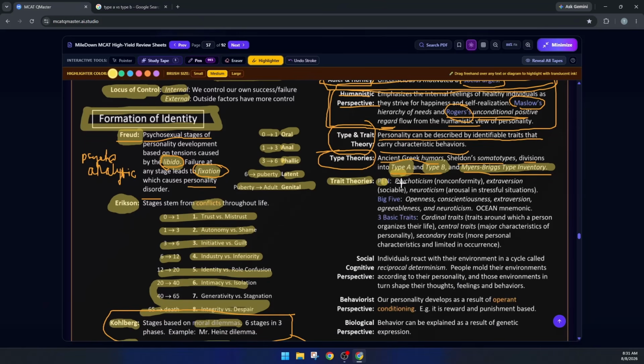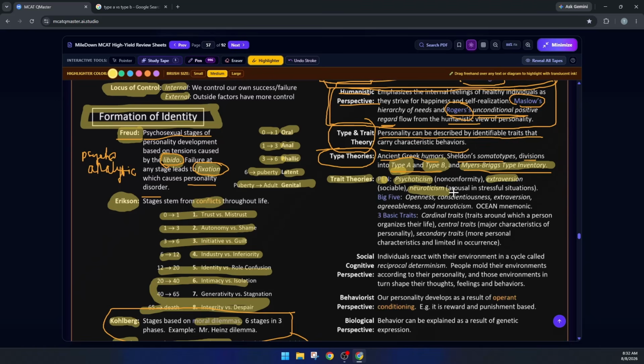So PEN stands for psychoticism, extroversion, and neuroticism. If you ever listen to Jordan Peterson, the psychology professor, talk, he actually talks about this a lot in his random videos. Psychoticism is nonconformity, extroversion means you're sociable, right? People say all the time, are you extroverted, introverted? Yeah, that's that, basically. Neuroticism is arousal in stressful situations. So if you're highly neurotic, you have a lot of stress in stressful situations, right?